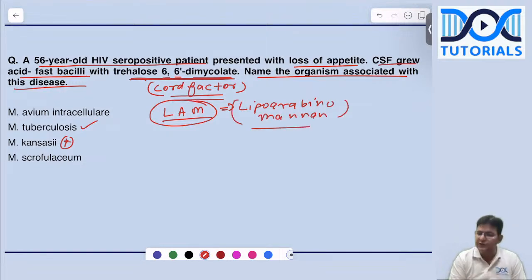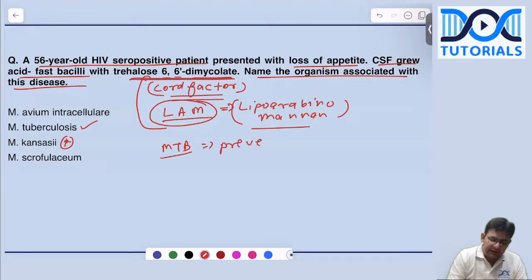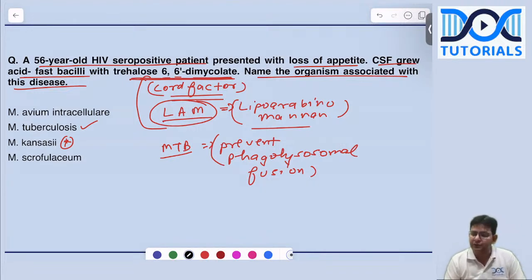So the answer to this question is no doubt MTB. You are right in that. But this extra point you may not know: the other name of this is trehalose 6,6 dimycolate, that is cord factor, and cord factor is a virulence factor. Because of these two, lipoarabinomannan and cord factor, MTB prevents its killing by preventing what? It prevents the phagolysosomal fusion.